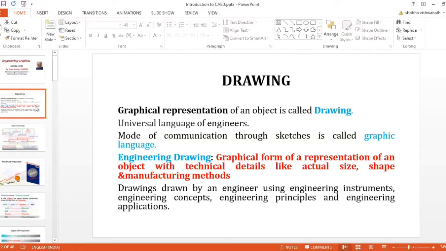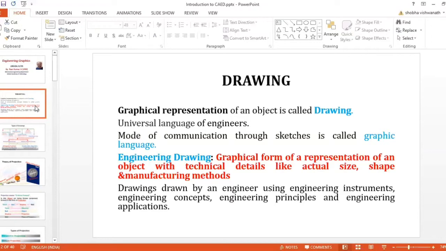Engineering drawing is a graphical representation of an object with technical details like required actual size, shape, and manufacturing methods. Drawings are drawn by an engineer using drawing instruments, engineering concepts, engineering principles, and engineering applications.